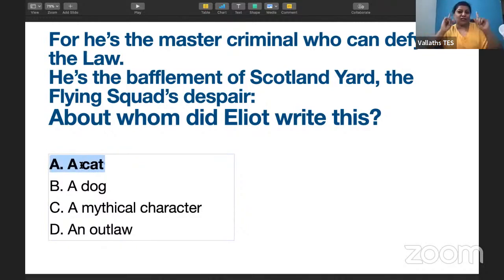For he is the master criminal who can defy the law. He said this about McCavity, the mystery cat. It's about a cat of all things.